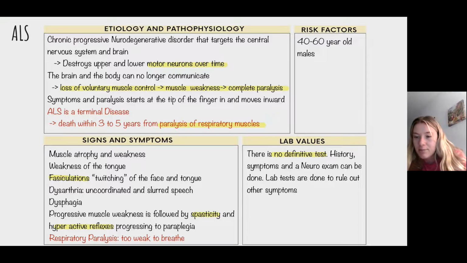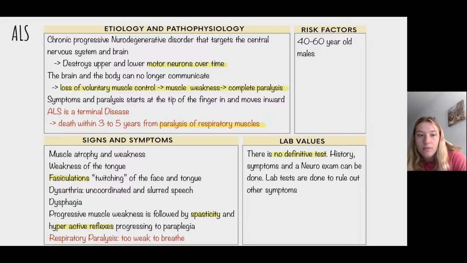So think about with these patients, this loss of control, weakness, paralysis, it starts outward and eventually goes inward. These patients might start presenting with issues with their feet, walking, etc. They might have changes in their face, twitching, etc. But eventually this paralysis just creeps up, and unfortunately death is due to that respiratory paralysis. And the death is usually within 3 to 5 years.